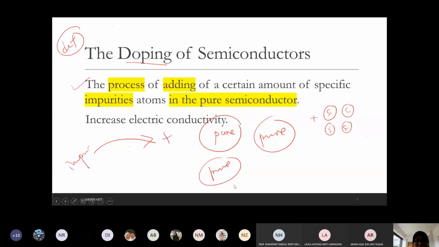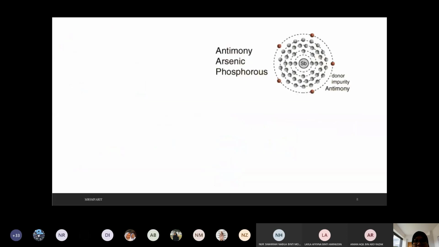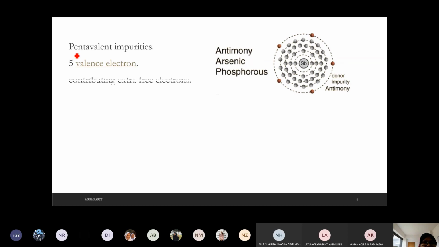So this is the definition of doping. So let's look at pentavalent impurities. The name tells you, it's not so difficult. Why is the name pentavalent? Because it has 5 valence electrons. 1, 2, 3, 4, 5. And the examples are antimony, arsenic, and phosphorus.